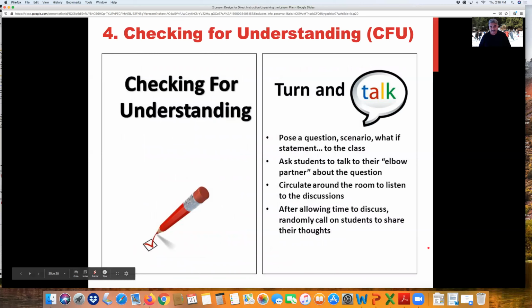Which brings me to the next step, which is check for understanding. Check for understanding is not really a step. It's a component of the lesson. It really can occur anywhere. I chose to put it here, but really checking for understanding can happen at any point. You're constantly doing checking for understanding, sometimes informally, sometimes formally. Like in this one, turn and talk. Here's an example. Pose a question or a scenario, a what if statement, to the class. You ask the students to talk to their elbow partner about the question, and you circulate around the room to listen to the discussions. After allowing time to discuss, randomly call on students to share their thoughts.